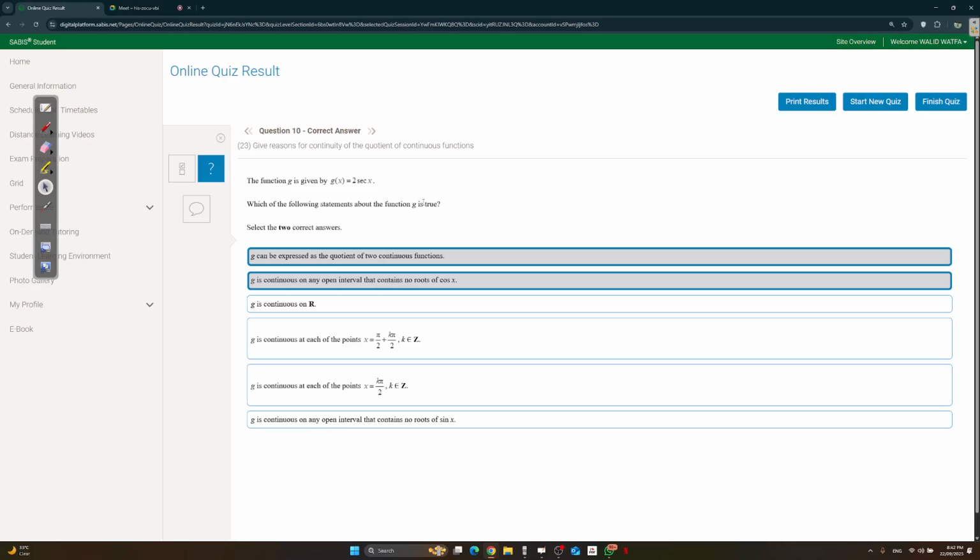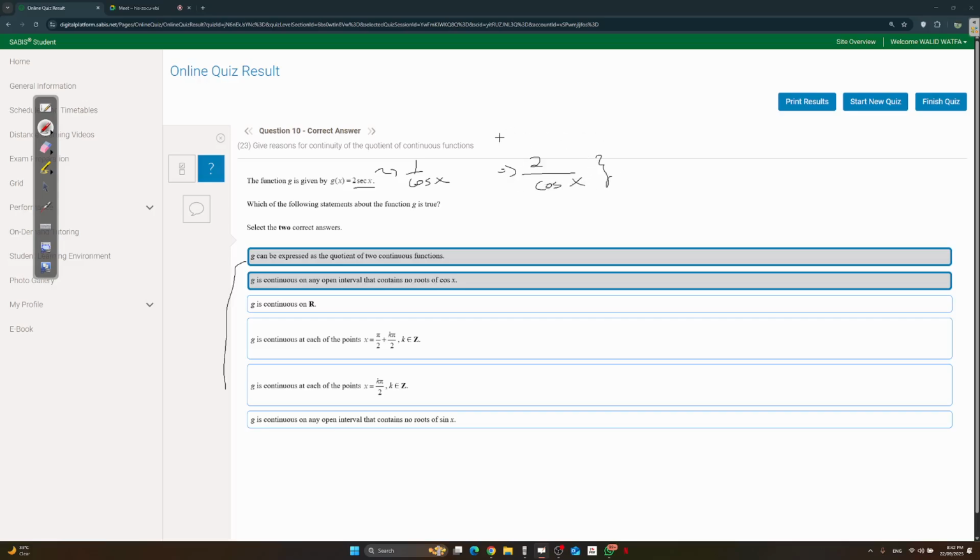Question 10. Oh, this is the intermediate value theorem. Let me see. Okay, it's not IVT, but this is very easy. They're talking about continuity, about 2 secant x. Secant is 1 over cos, so it's going to be 2 over cos x.